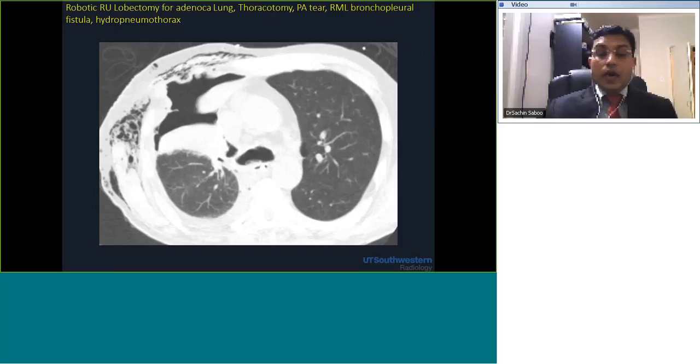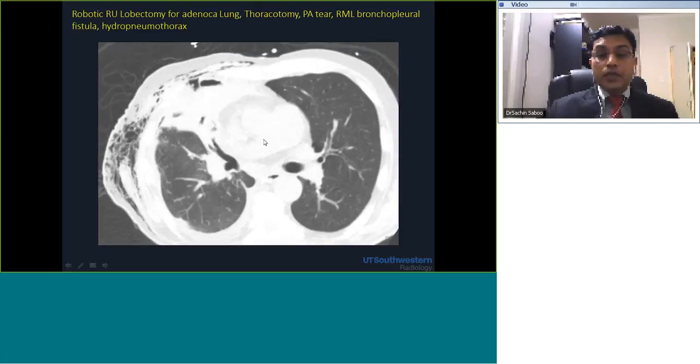Let's take another example. This is a complex case. The patient had a right upper lobectomy via robotic approach for adenocarcinoma of the lung. The patient developed a right middle lobe related bronchopleural fistula and large hydropneumothorax. As you can see on these images, there is a large hydropneumothorax and a collapsed, consolidated right middle lobe, with large subcutaneous emphysema as well.